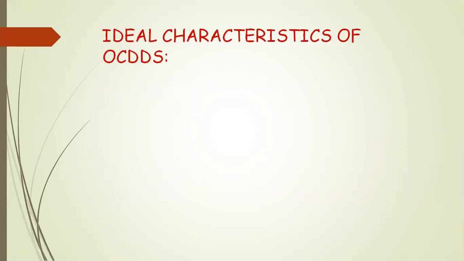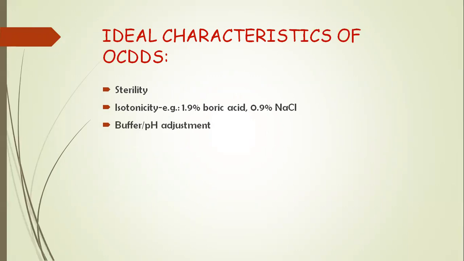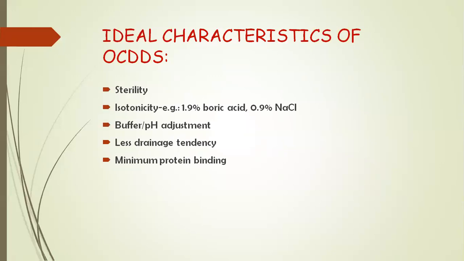Ideal characteristics of ocular drug delivery system are sterility, isotonicity, which can be adjusted with 1.9% boric acid or 0.9% sodium chloride, buffer or pH adjustment, less drainage tendency, minimum protein binding.